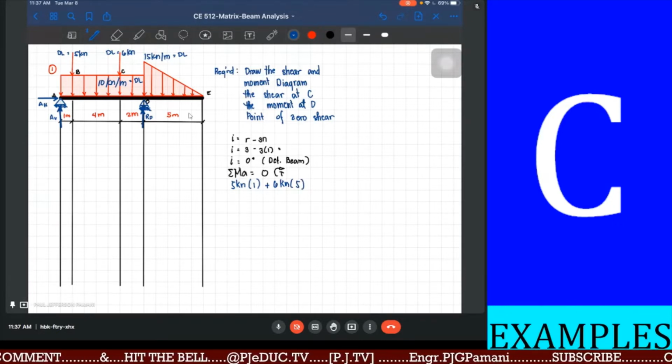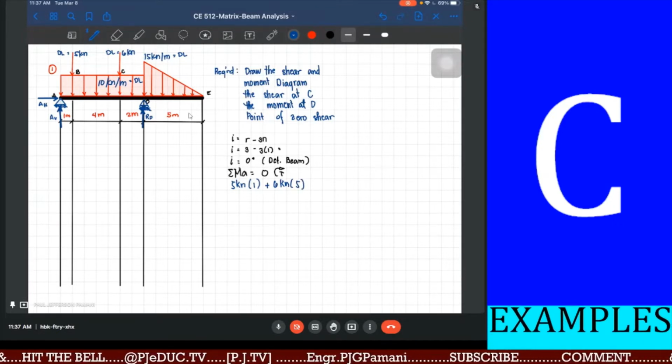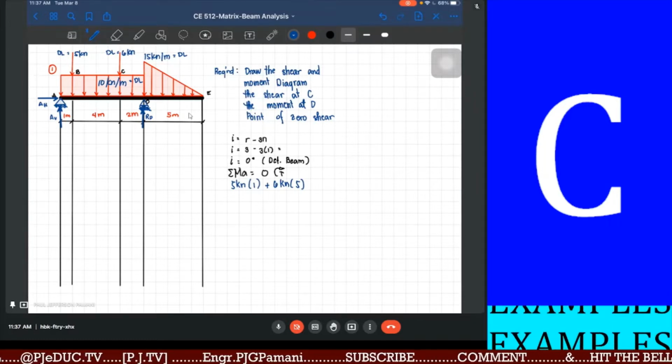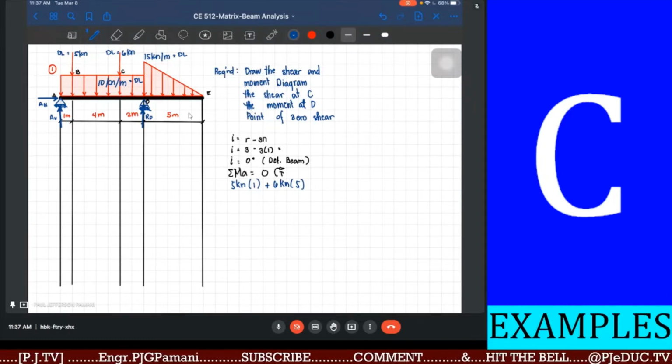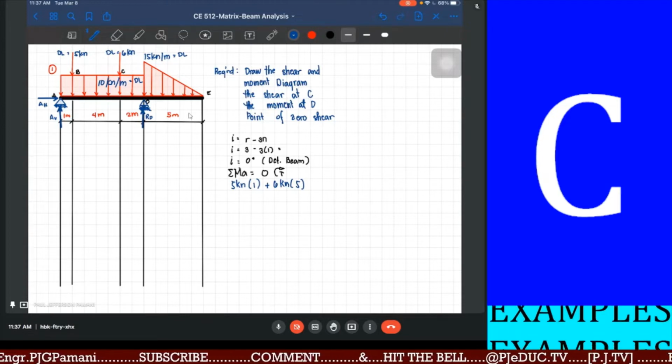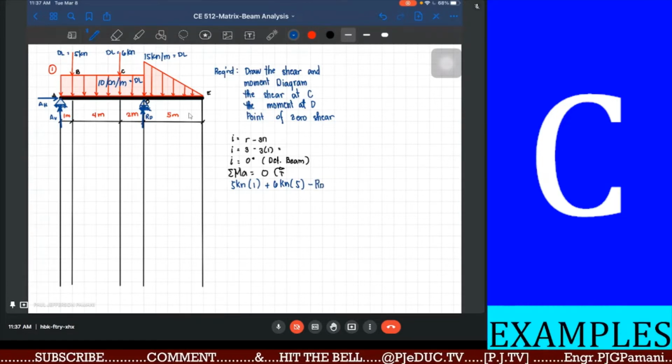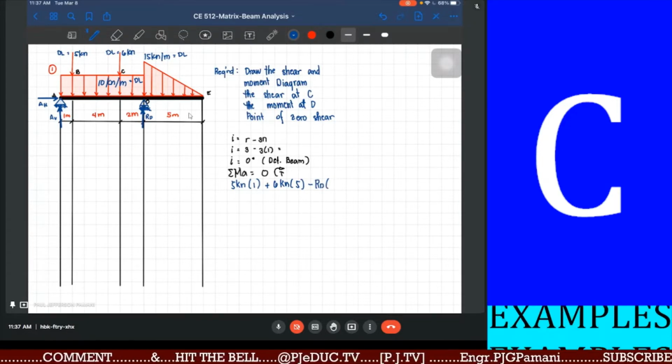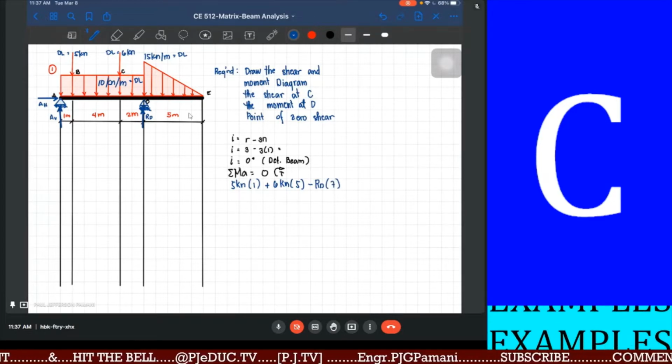And your reaction at point D. The reaction at point D is assumed to be upward. Moment arm distance towards point A, counterclockwise. So RD towards point A. How long was that? That is 7 meters.